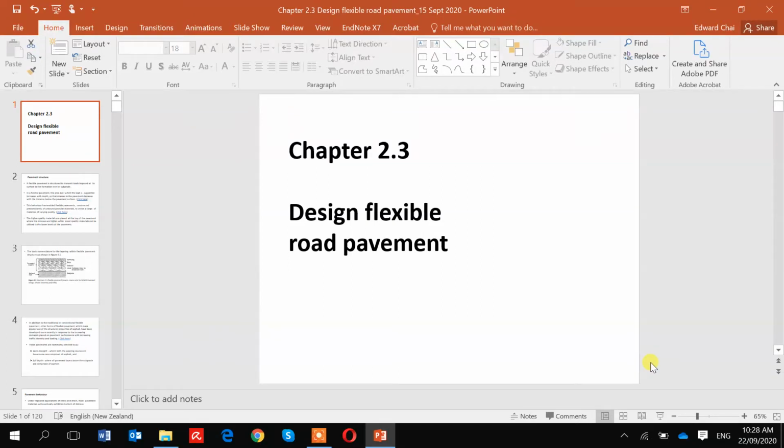Hello, good morning, everyone. Today I'm going to start the design of flexible road pavement. So in this chapter, we will talk about the design of the pavement by the empirical approach or by the mechanistic approach. This will be restricted to the flexible pavement, so we are not going to do anything on the rigid pavement.